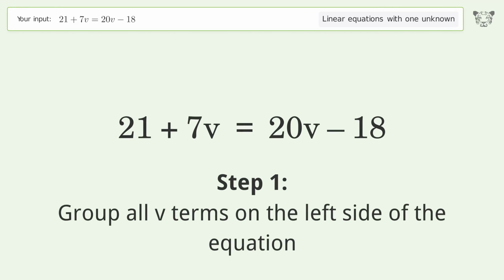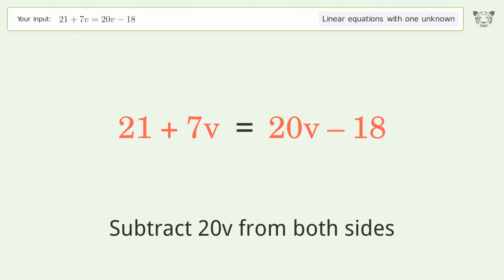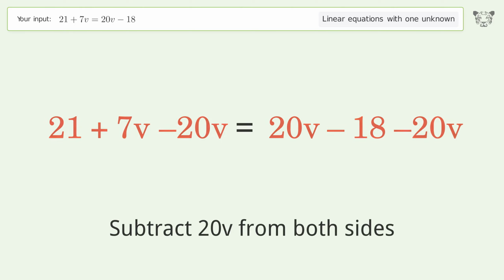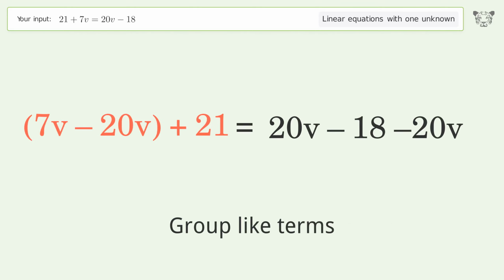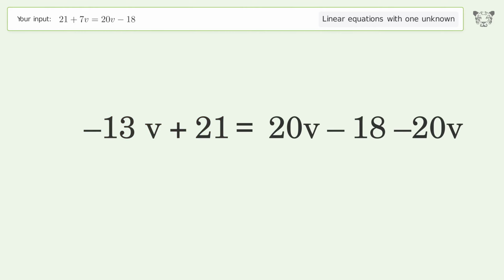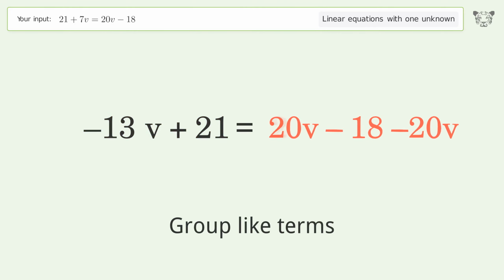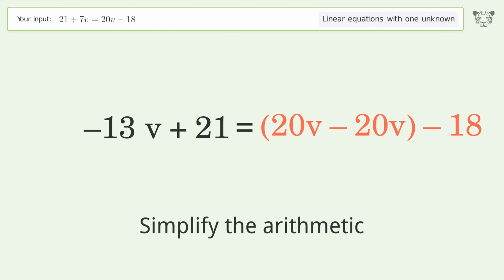Group all v terms on the left side of the equation. Subtract 20v from both sides. Group like terms. Simplify the arithmetic. Group like terms. Simplify the arithmetic.